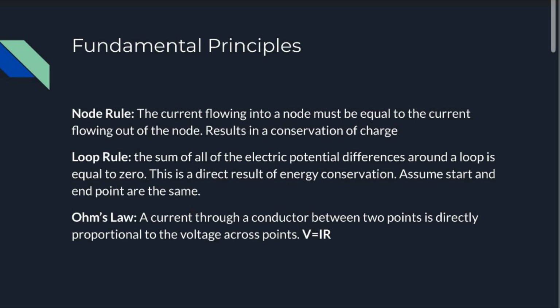The current flowing into a node must be equal to the current flowing out of the node, and results in a conservation of charge. Loop rule: the sum of all electric potential differences around a loop is equal to 0, assuming the start and end points are the same. And then Ohm's law: the current through a conductor between 2 points is directly proportional to the voltage across the points, or V equals IR.